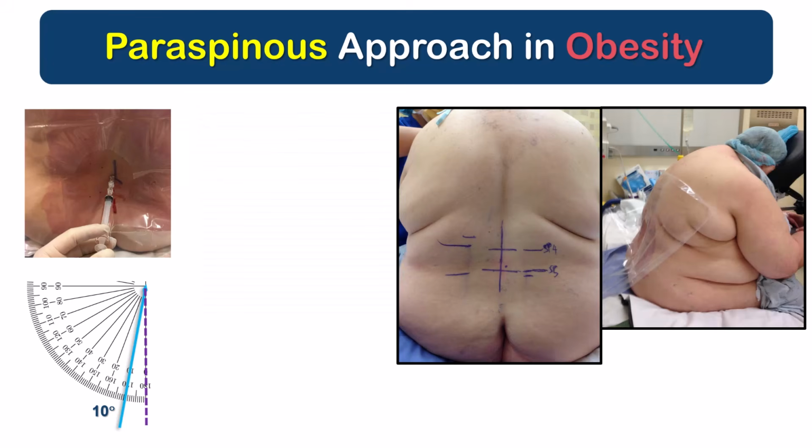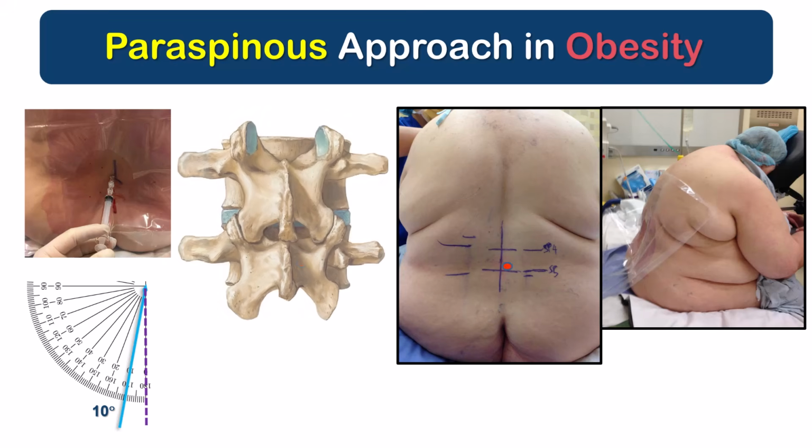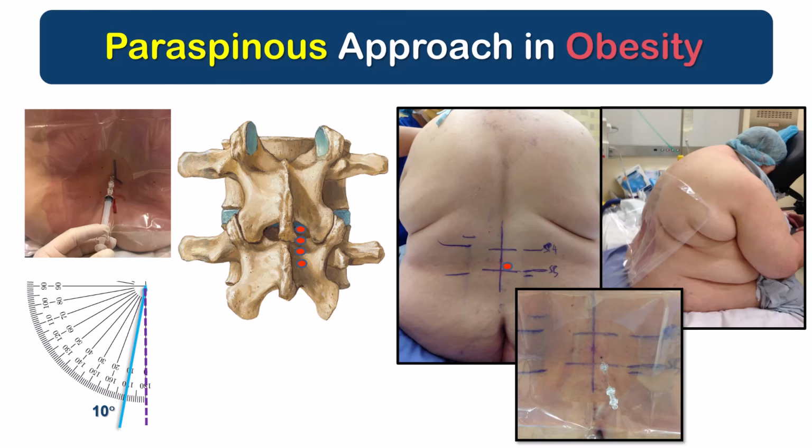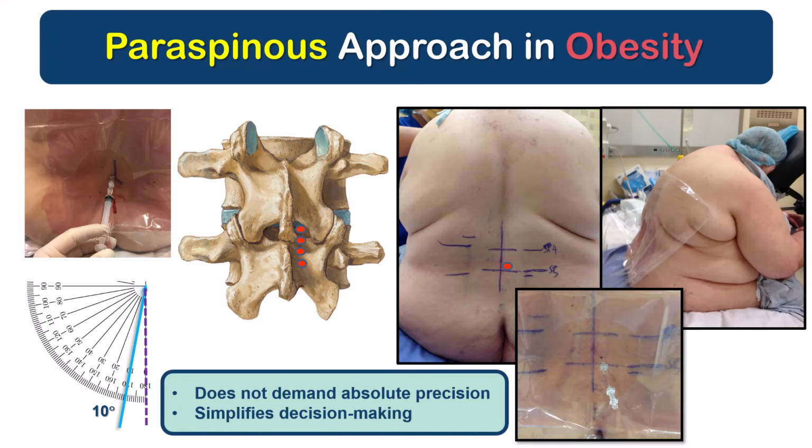I therefore find it much easier to be deliberately paraspinous and aim to strike the bony lamina on that side, because then I know exactly where I am and where I have to go. I just have to keep walking my needle cranially until it slips into the interlaminar space. And basically what this is doing is simplifying my decision making for next steps, and thus also simplifying the whole process.